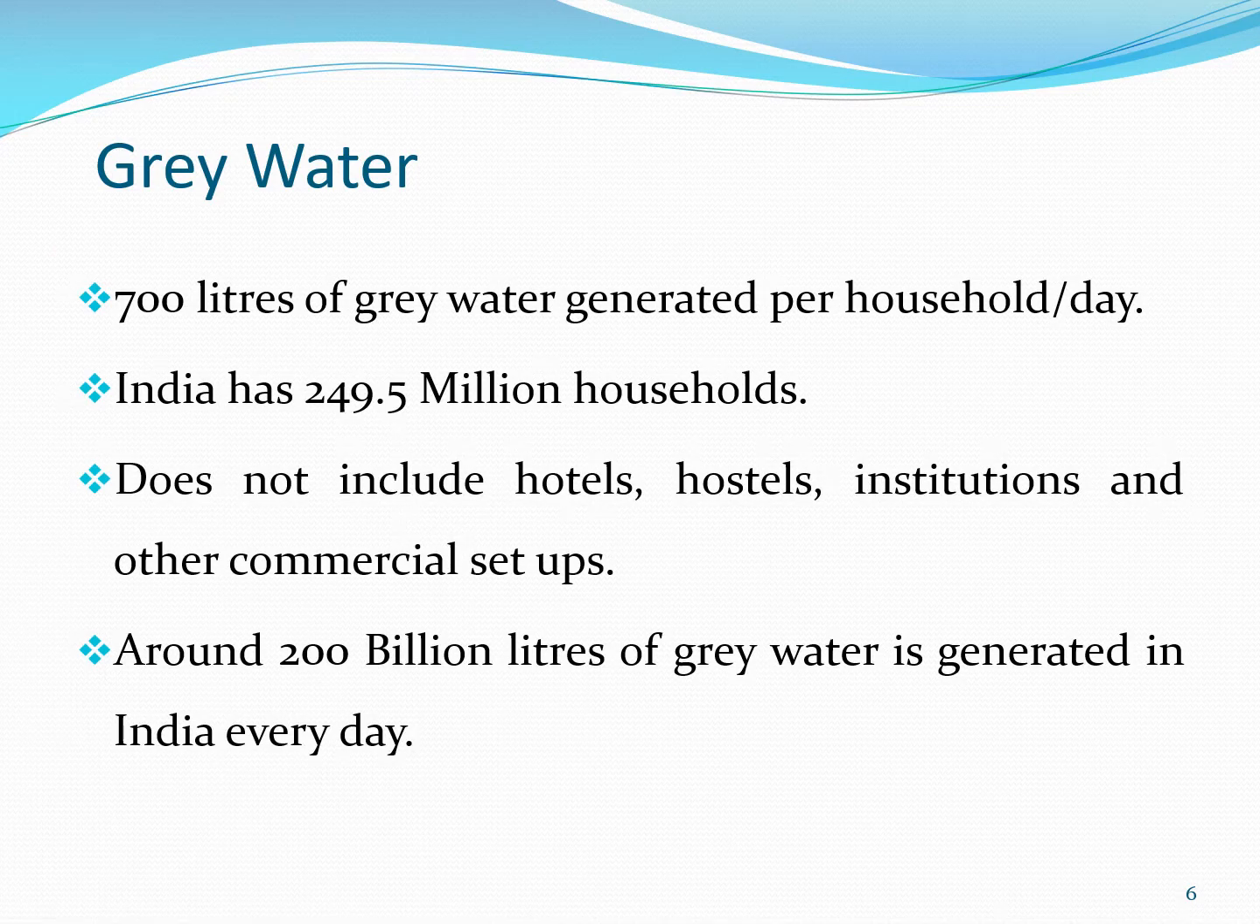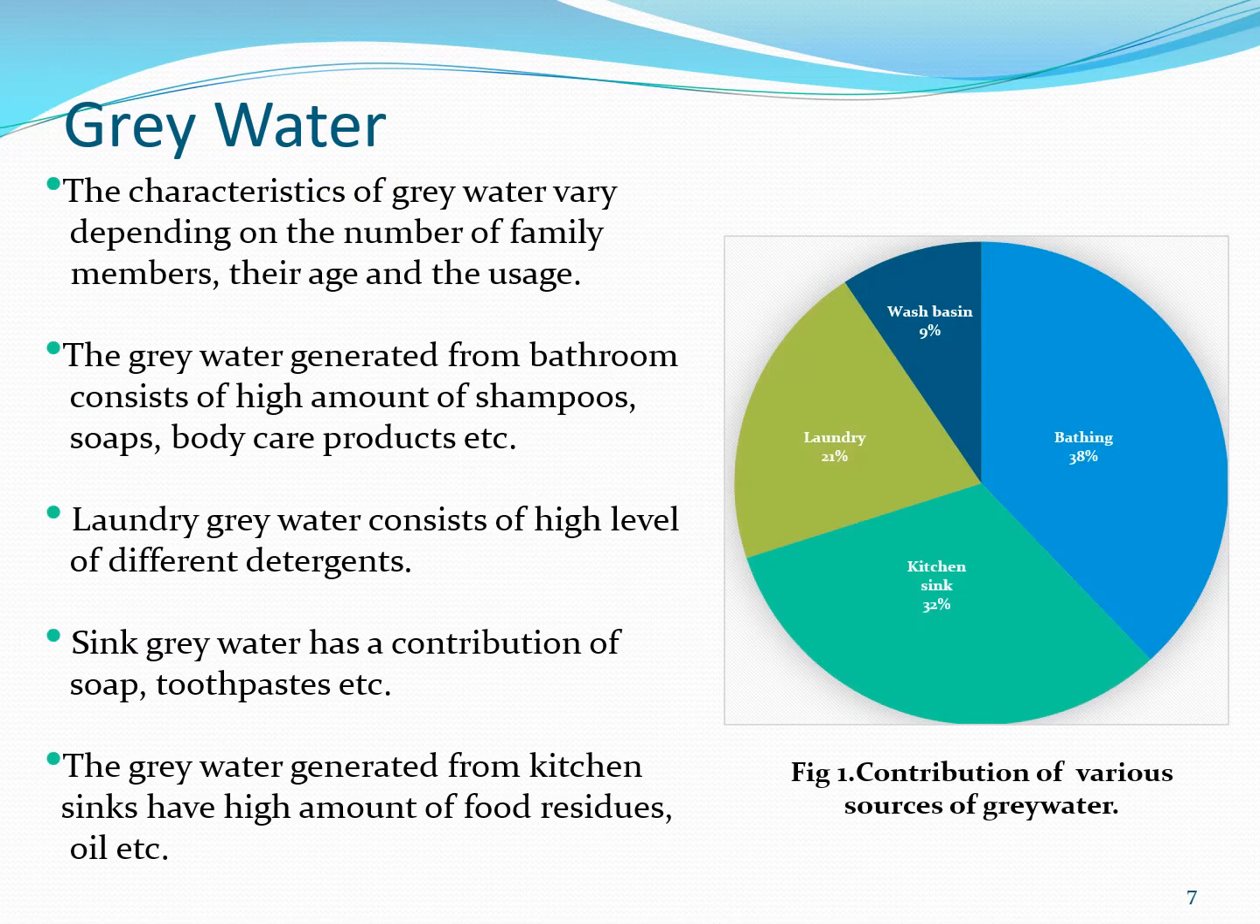700 liters of grey water is generated per household per day in India, and there are a total of 249 million households, and this does not include hotels, hostels, institutions, and other commercial setups. So around 200 billion liters of grey water is generated in India every day. The characteristics of grey water vary depending on the number of family members, their age, and usage.